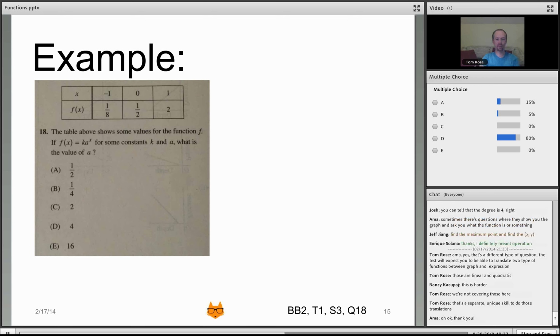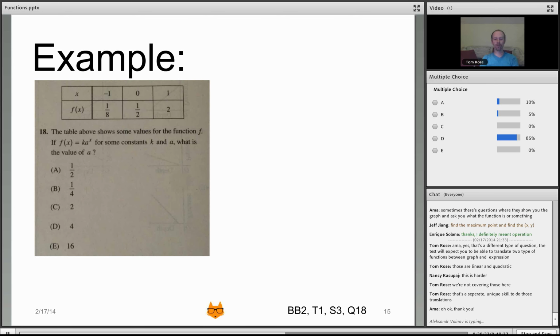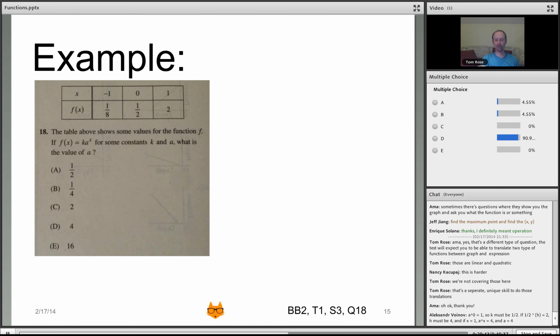Okay, go ahead and put in your multiple choice answer in the multiple choice poll. If you're not sure, that's okay. I've got responses from about half of the field right now. This is a very difficult question, so it's okay if you don't know. The important thing that I want you to take away from here is how to keep track of input, operation, and output.